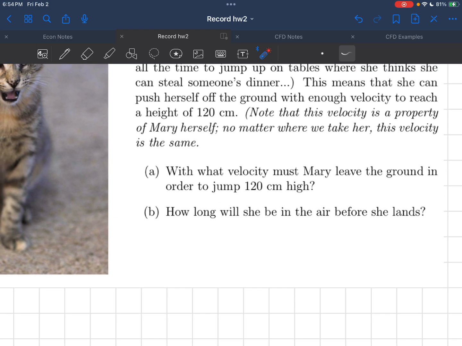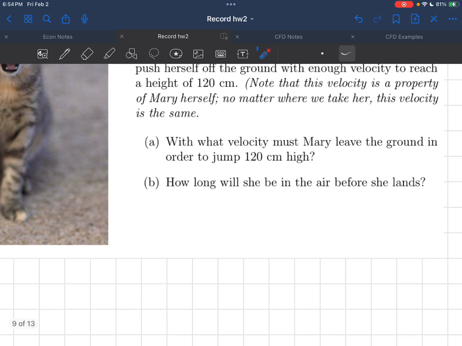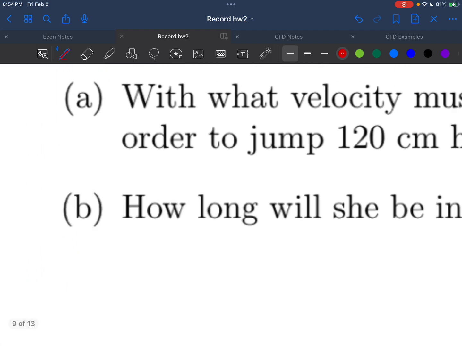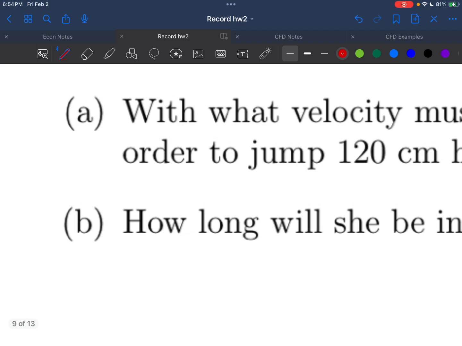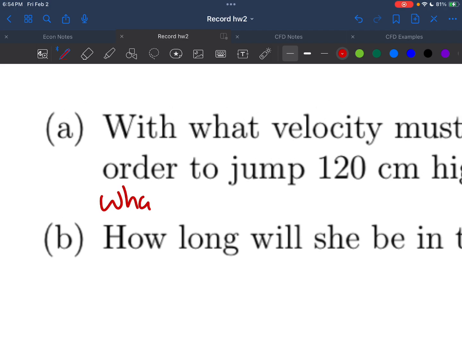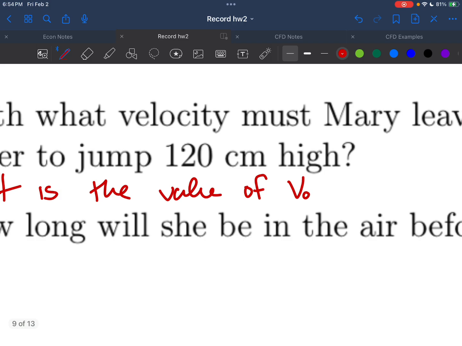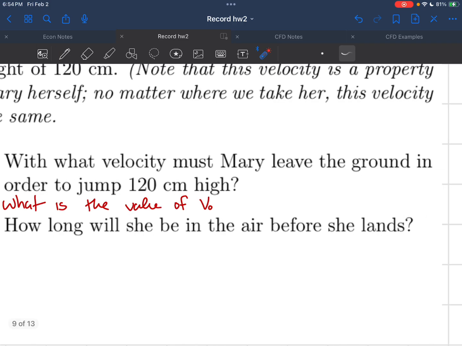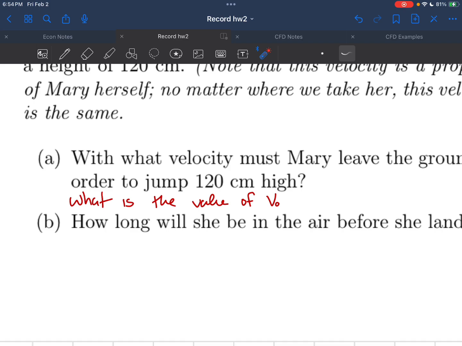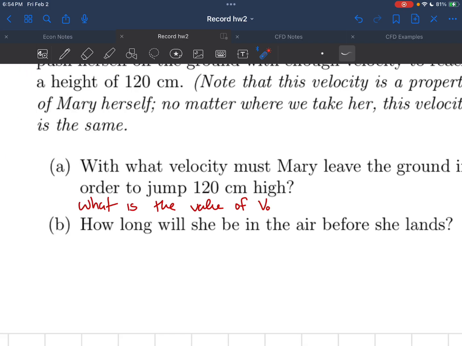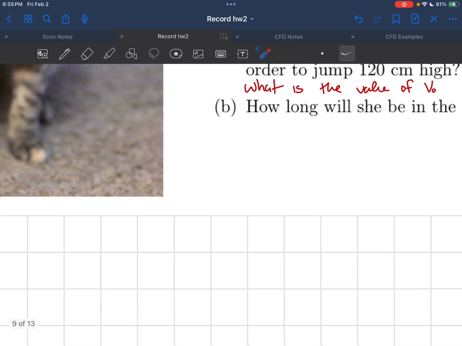Right? So we have to figure out with what velocity must Mary leave the ground in order to jump 1.2 meters high. If I'm phrasing this like one of our solvable sentences, then I'm going to ask myself, what is the value of v naught? What is the value of my initial velocity, the velocity that Mary leaves the ground with? And I'm asking, what is the value of v naught so that she can jump 120 centimeters?